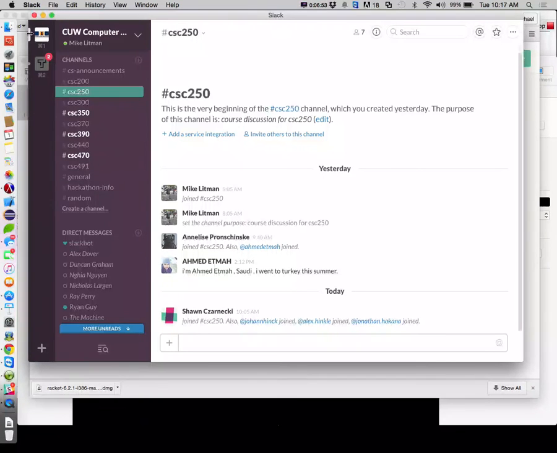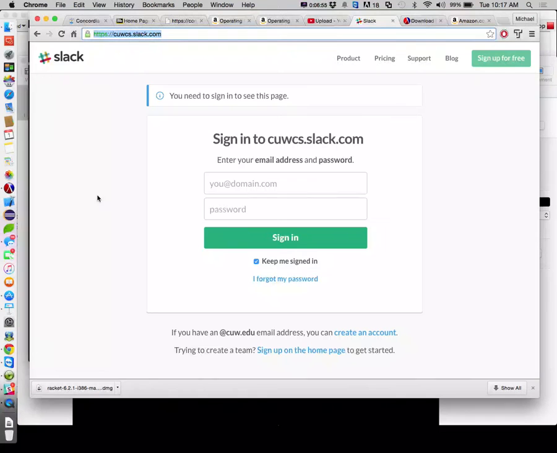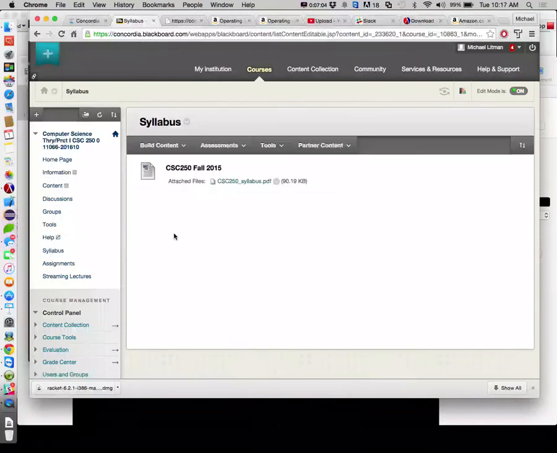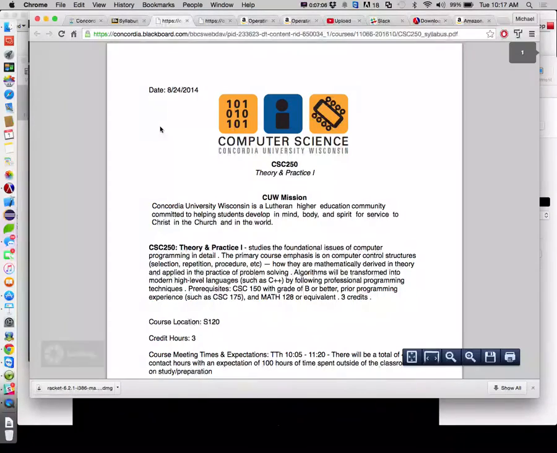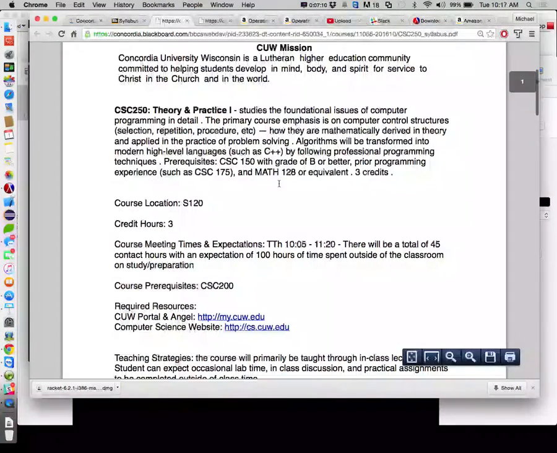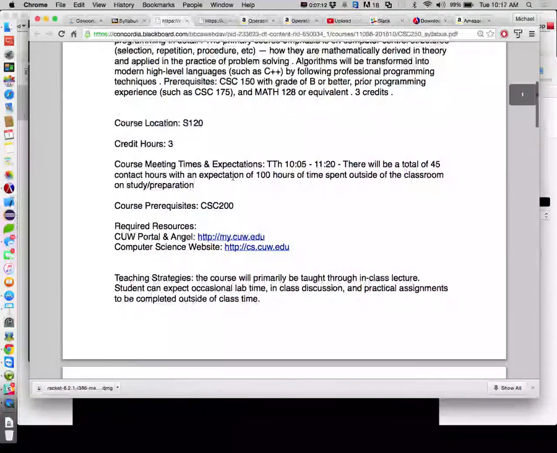All right, so that's the Slack side of things. The syllabus is also up here, pretty standard. This is the description of the course.